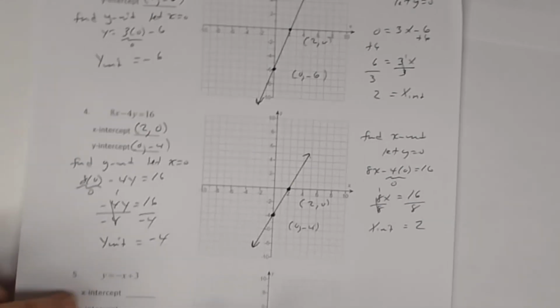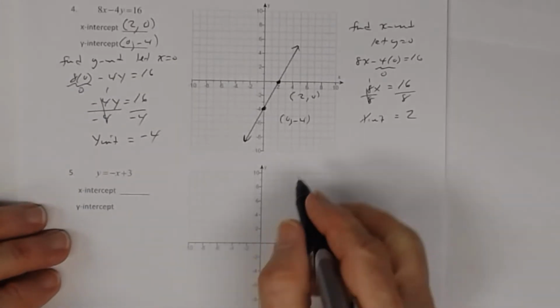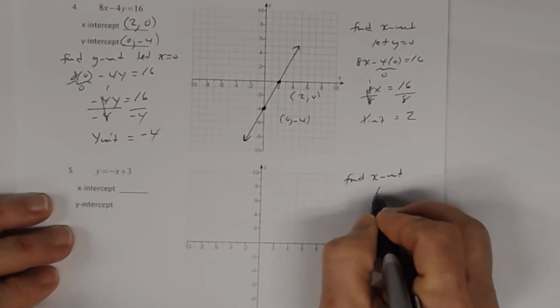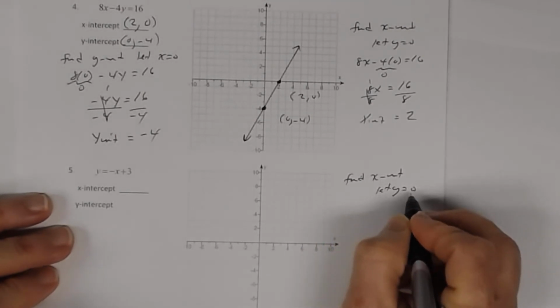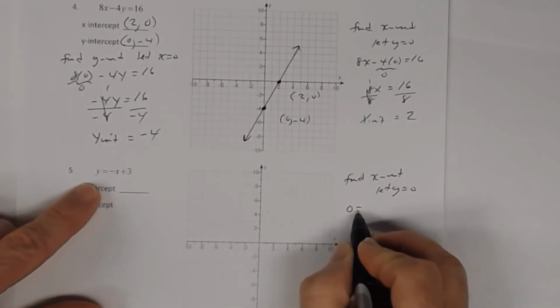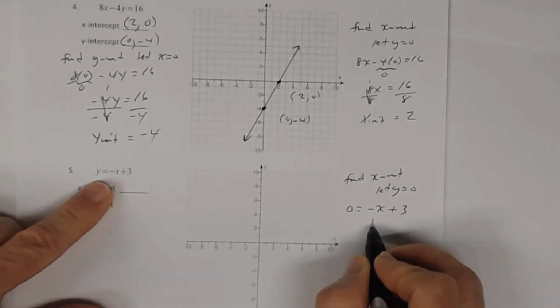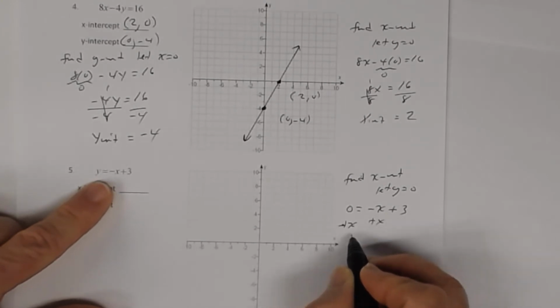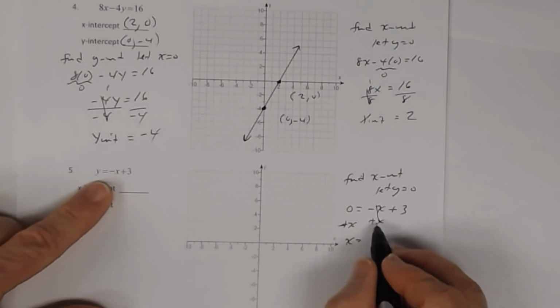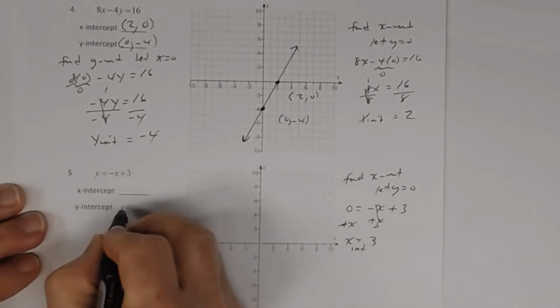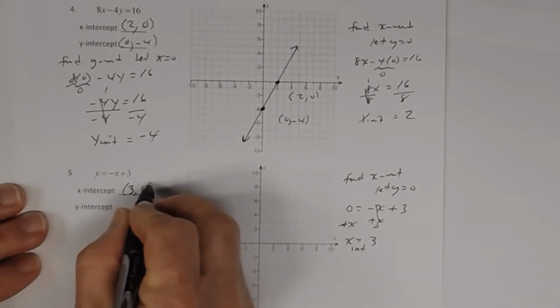And then finally, number 5, to find the x-intercept, you're going to let y equal 0. So I have 0 equals negative x plus 3. I'm going to go ahead and add x to both sides. And so when I do that, I get x equals 0 plus x is x, negative x plus x is 0, 0 plus 3 is 3. So I found the x-intercept. The x-intercept is 3, so that's going to be 3 comma 0.